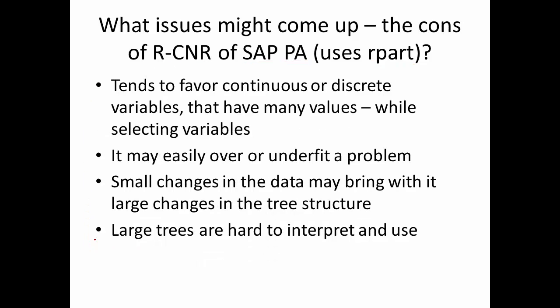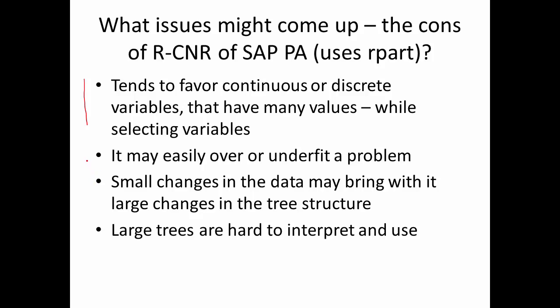Now, what issues might come up that are cons of this algorithm in SAP PA? First of all, and you should note and be wary about that, this algorithm tends to favor continuous or discrete variables. So if you have numbers, pages visited, or variables where you have many countries from which the users have come, then it tends to favor these instead of, for instance, a few sites that people have come from, and mostly from different countries. It tends to favor those countries somehow over the sites, so you should be wary of that.